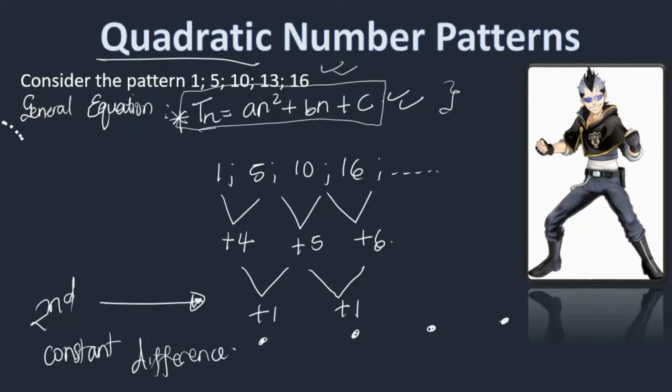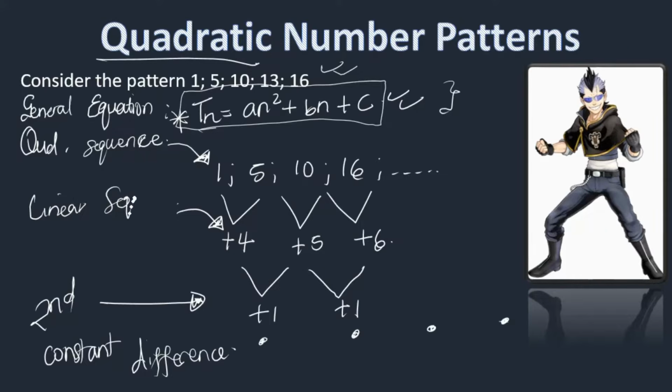So now in this situation, the first line, this one here, represents the quadratic sequence. And this line here, this one, represents the linear sequence. So basically a quadratic number pattern needs a linear sequence understanding in it. So now here we have a formula that will help you find these things.